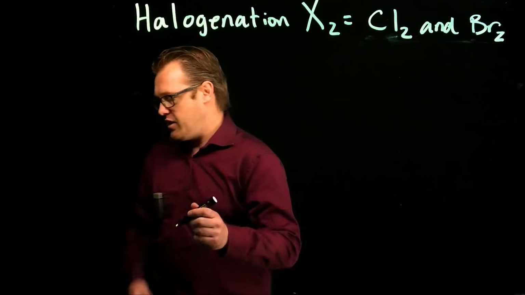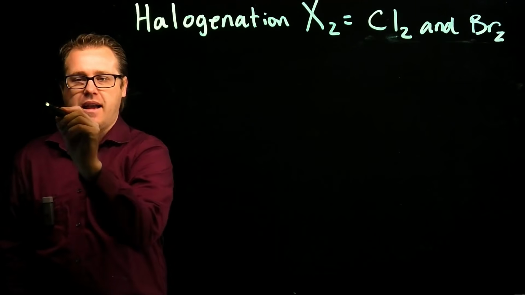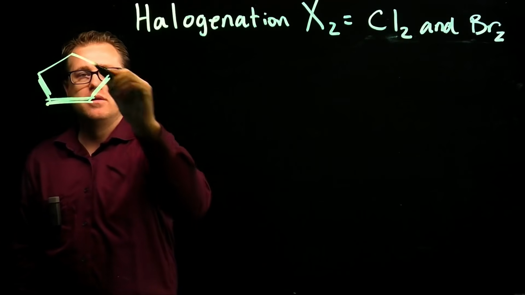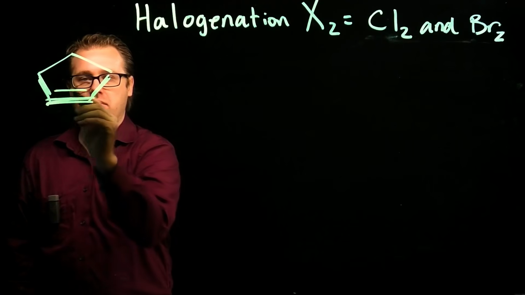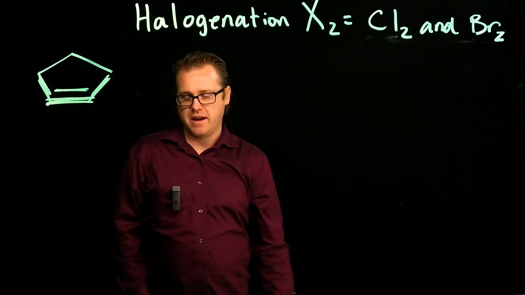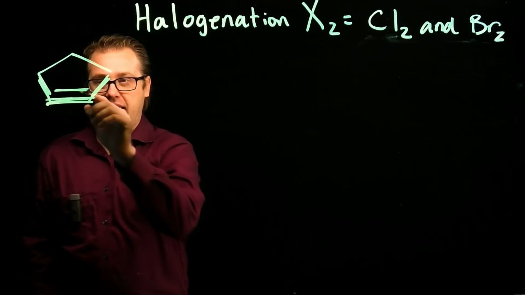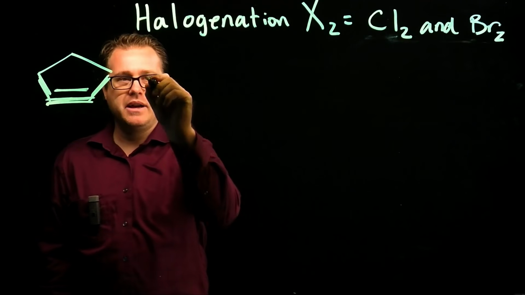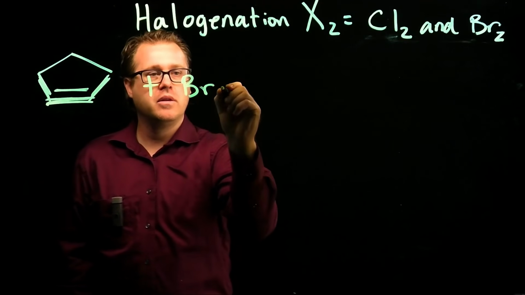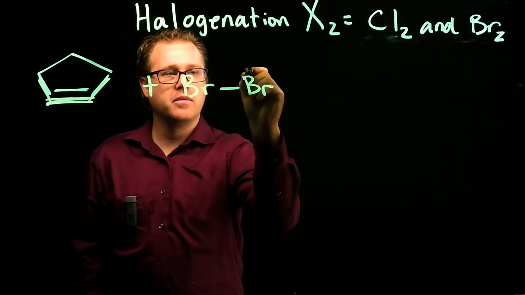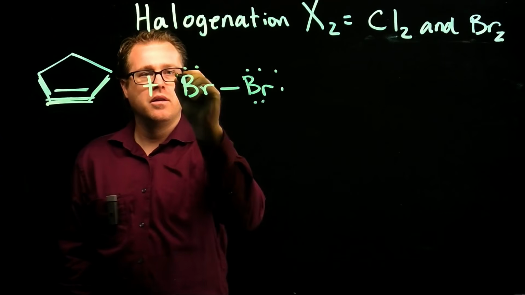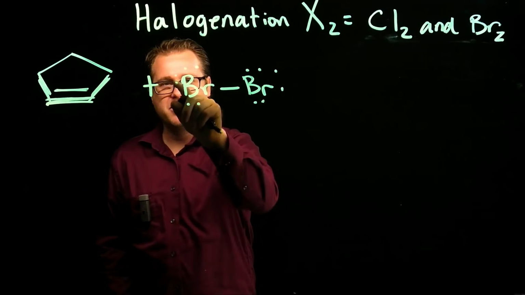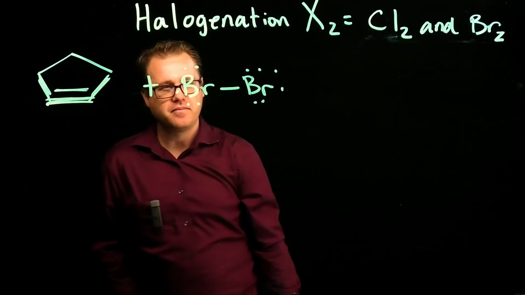So the first thing that we need to look at is the fact that we have our alkene. That's what I'm trying to represent here. And so that is what? Electron rich, right? And let's say we're going to treat that with bromine. That looks like this. And bromine also looks electron rich because of all these lone pairs, right?